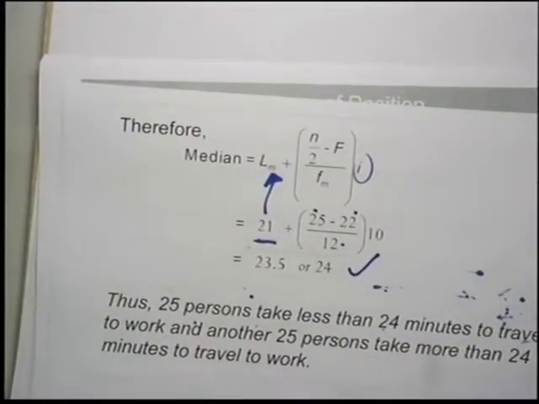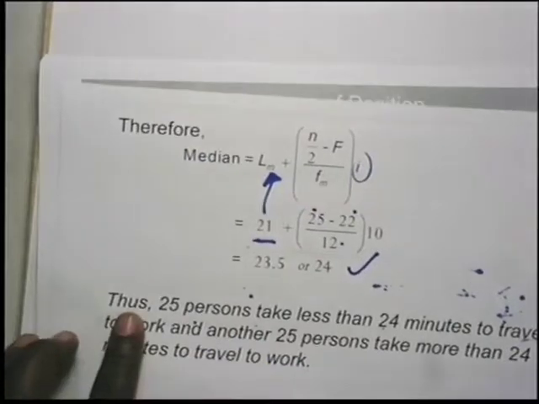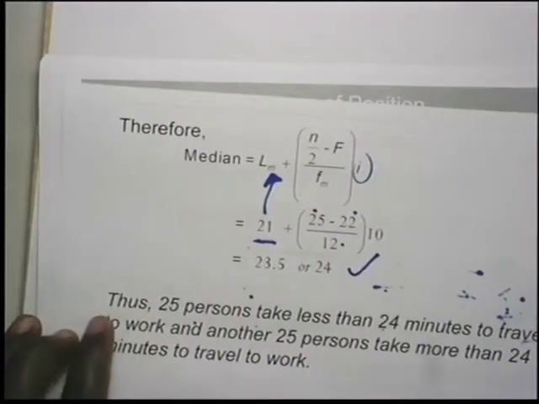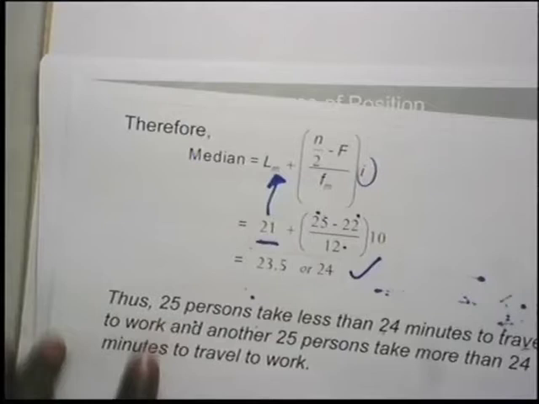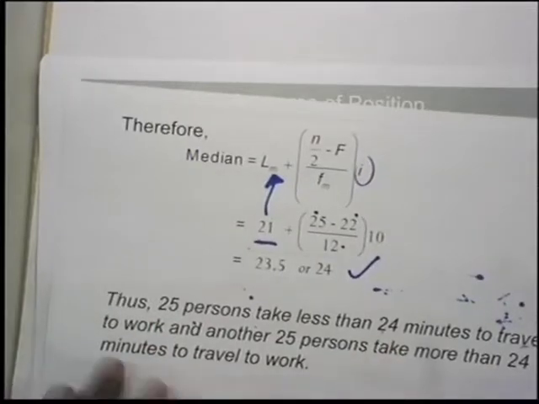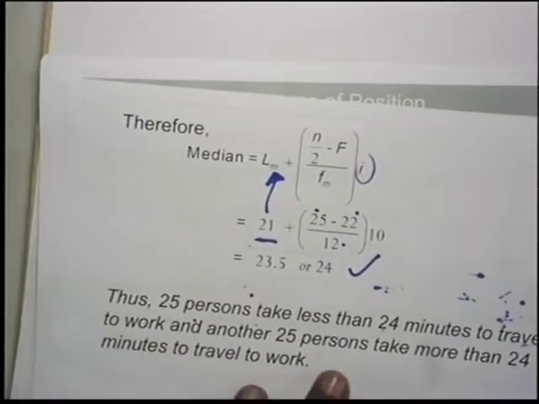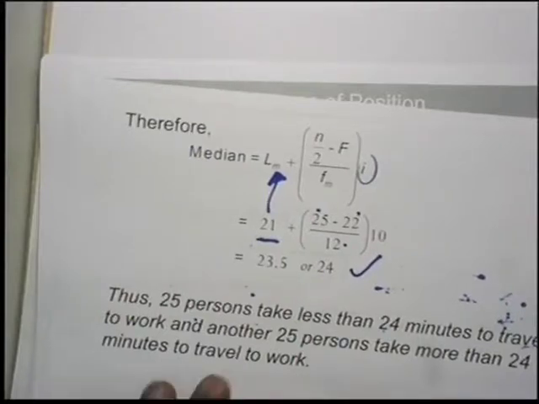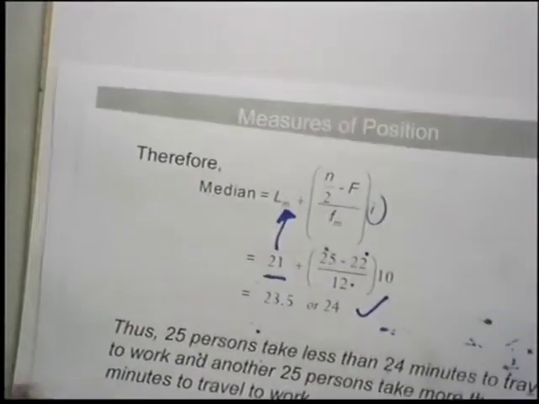So what does that mean? It means when you look again at our data, 25 persons take less than 24 minutes to travel to work, and another 25 persons take more than 24 minutes to travel to work. That's what we mean by that.